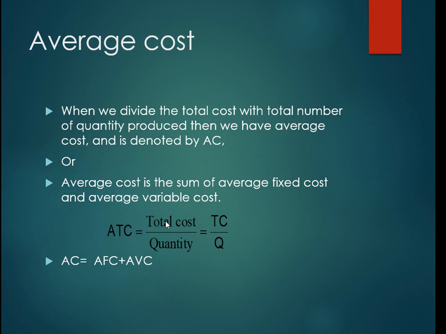Average cost equals total cost divided by quantity, where total cost is represented by TC and quantity is represented by Q. So when we divide total cost by quantity, we get average cost. And the second formula for calculating average cost is average fixed cost plus average variable cost.